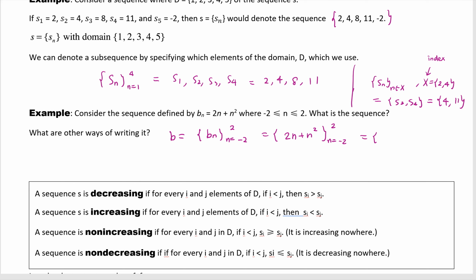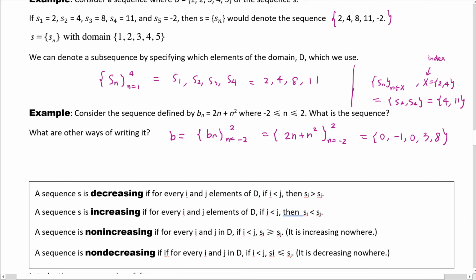When we plug in -2, 2 times -2 is -4, -2 squared is 4, and we add 4, we get 0. When we plug in -1, 2 times -1 is -2, -2 plus 1 is -1. When we plug in 0, we get 0. When we plug in 1, 2 plus 1 is 3. When we plug in 2, 2 times 2 is 4, 4 plus 4 is 8. So this is a sequence. We have 5 numbers in the sequence.